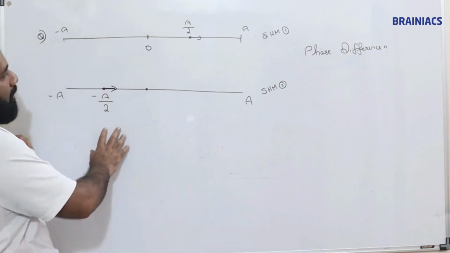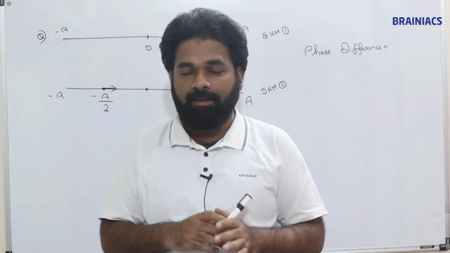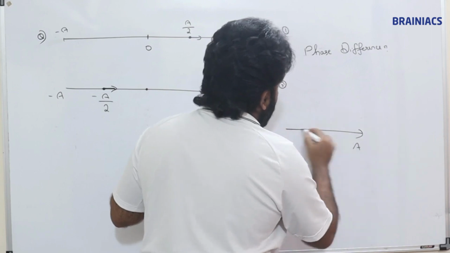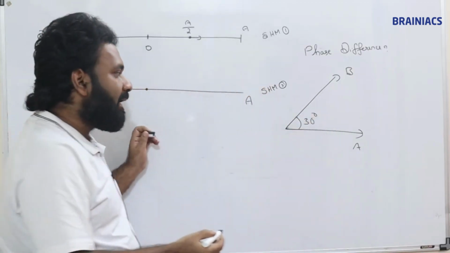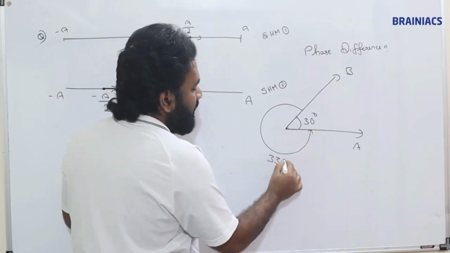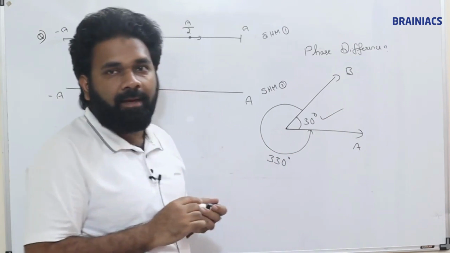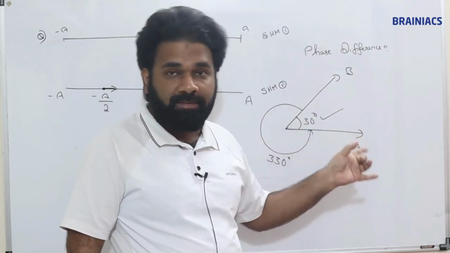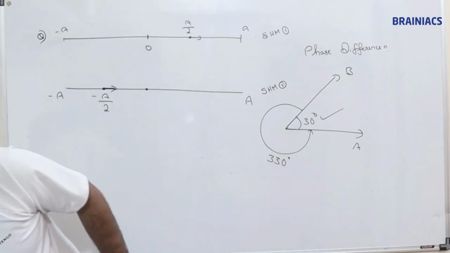So the angle between two vectors, we will be taking the smallest angle. Say for example, if this is vector A and this is vector B, and this is 30 degree, one can argue that why can't we say that the angle between vector A and B is 330 degree. But we will be taking the small angle. Why? Because the effect of vector is going to be within this 30 degree. So the angle between two vectors is the smallest angle. We will not consider 330 degree. So keep this in mind when we solve this.